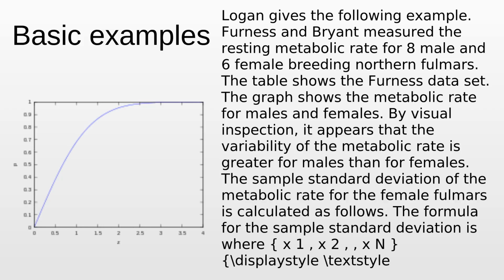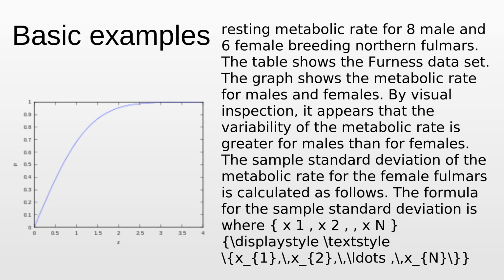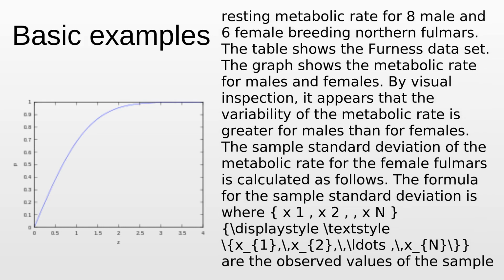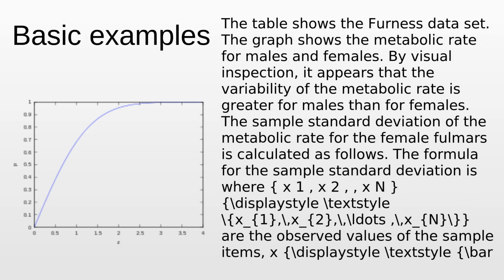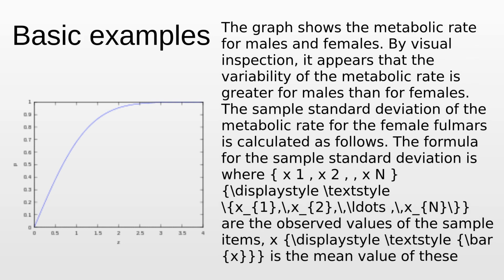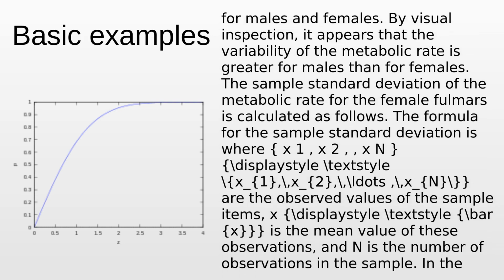Logan gives the following example. Furness and Bryant measured the resting metabolic rate for 8 male and 6 female breeding northern fulmars. The table shows the Furness dataset. The graph shows the metabolic rate for males and females. By visual inspection, it appears that the variability of the metabolic rate is greater for males than for females.